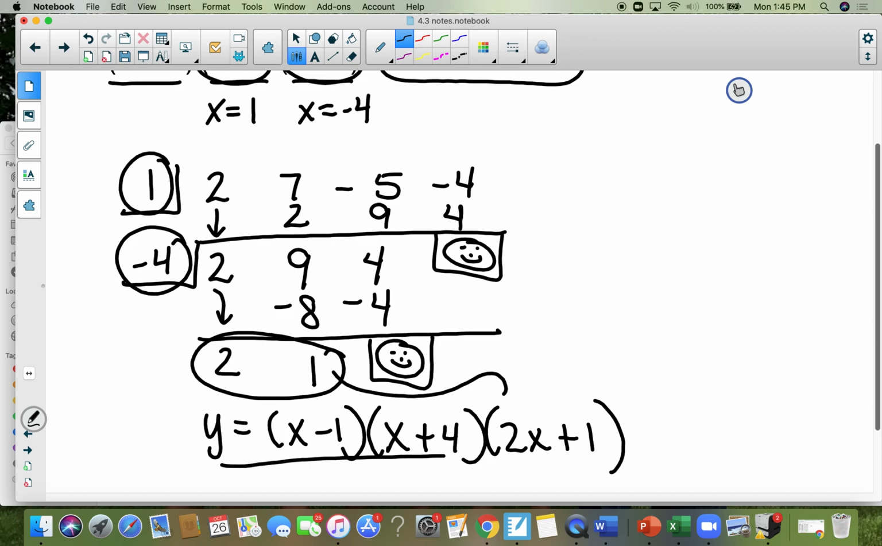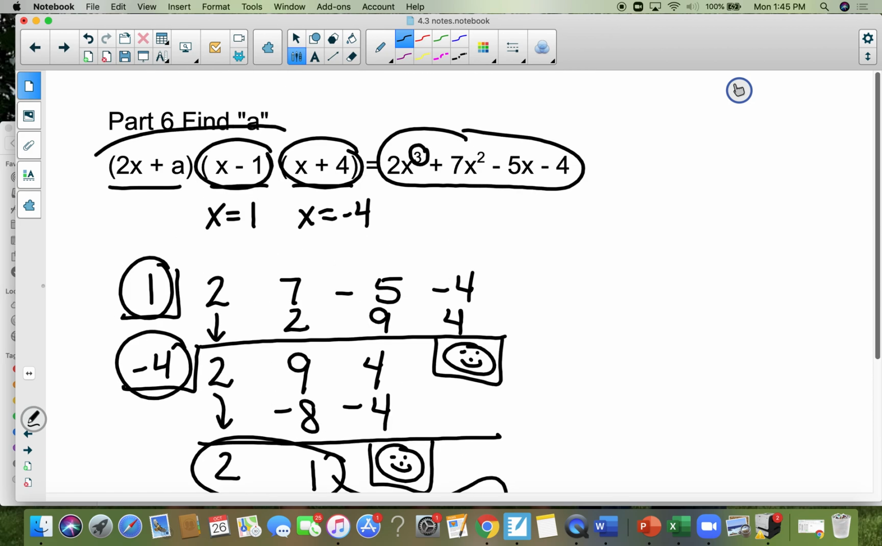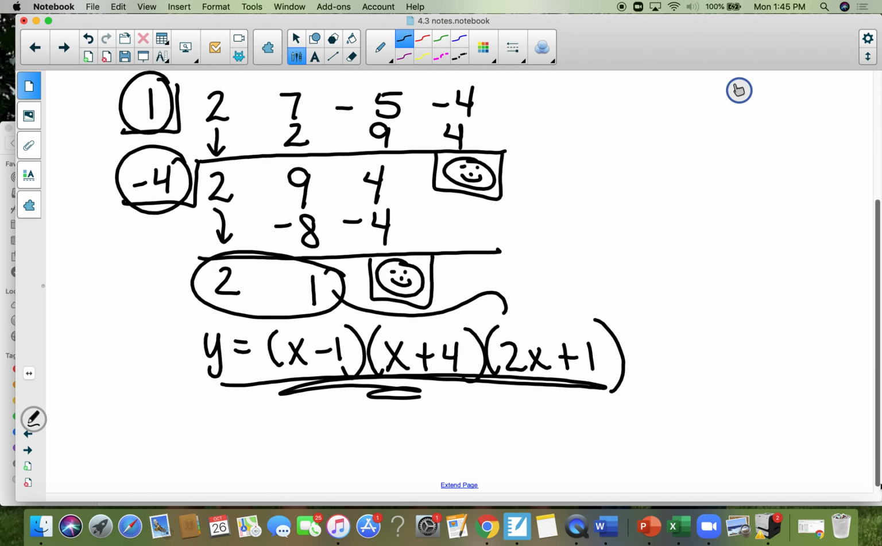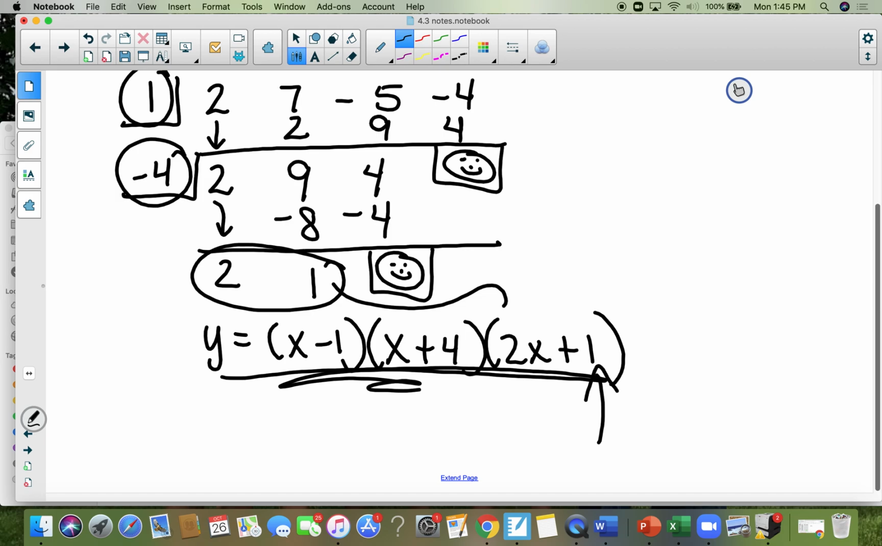So, doesn't this right here look like this? So, doesn't a equal a +1? And you are done.